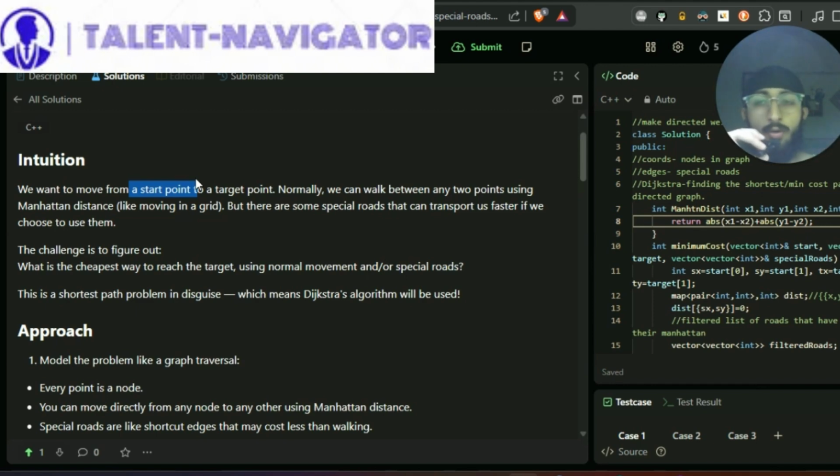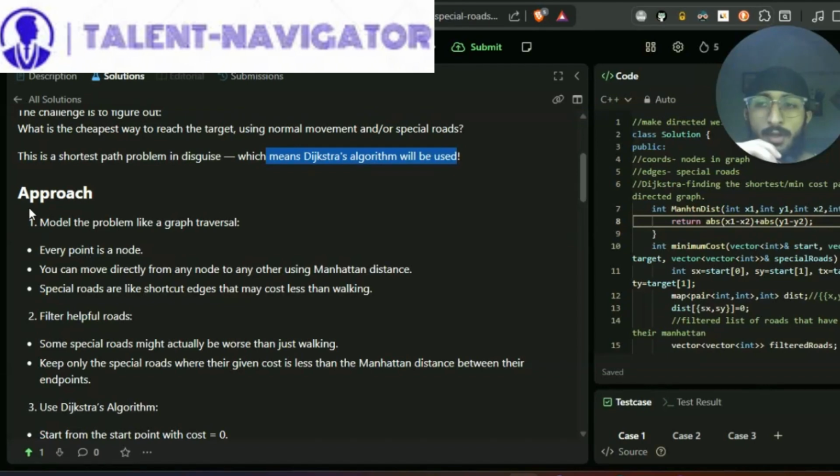So minimize the cost. That is why we use the shortest path problem, which means Dijkstra's algorithm would be used, as I had mentioned. Now the approach is that we need to model the problem like a graph traversal, where every point in the 2D space is considered as a node, since we are going to form a graph. We are going to make a directed weighted graph, because weight is also coming into the picture.